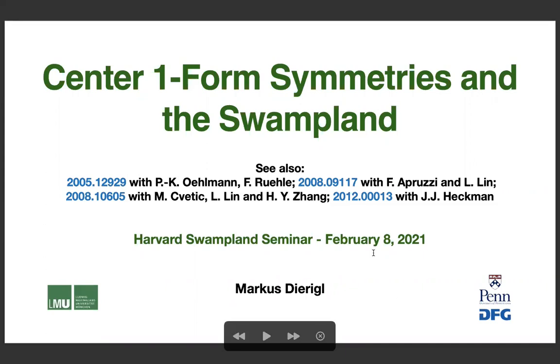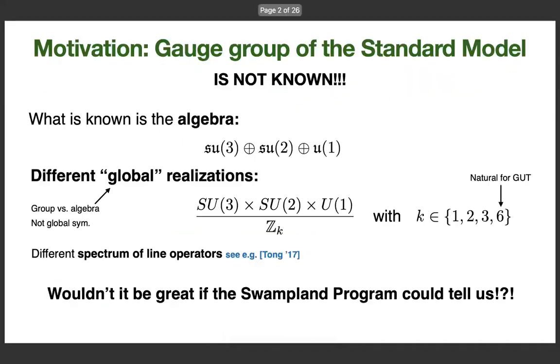Before I go to the outline of my talk, let me start with a motivational slide that might be surprising to some of you, namely the gauge group of the standard model. If I ask you, what is the gauge group of the standard model? The actual answer is, I don't know, and nobody does. What we do know is the gauge algebra of the standard model. There we have the SU3, the SU2, and the U1. So strong, weak, and hypercharge, as you know it from your QFT courses.